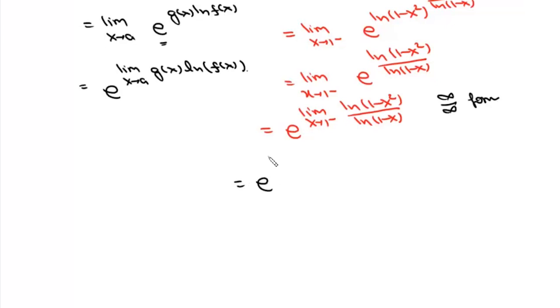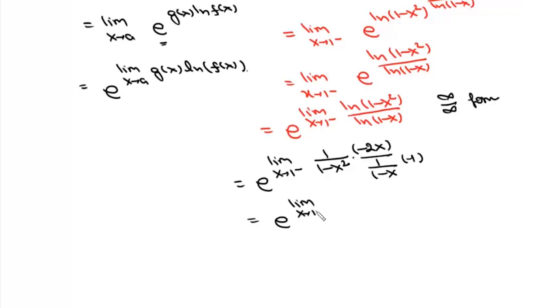So it will be e to the power limit x tends to 1 negative, and this is 1 upon (1 minus x squared) into minus 2x, and here it will be 1 upon (1 minus x) into minus 1. Now here 1 minus x will cancel, so we can write this as e to the power this limit x tends to 1 negative 2x upon (1 plus x). Now if we put x as 1, it will be simply e to the power 1. So the answer to this limit is e.